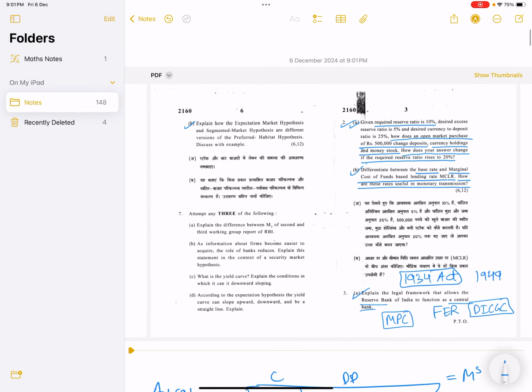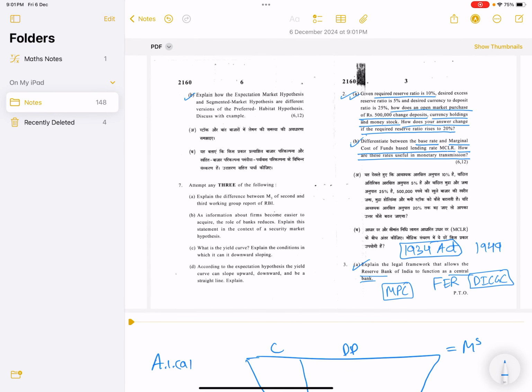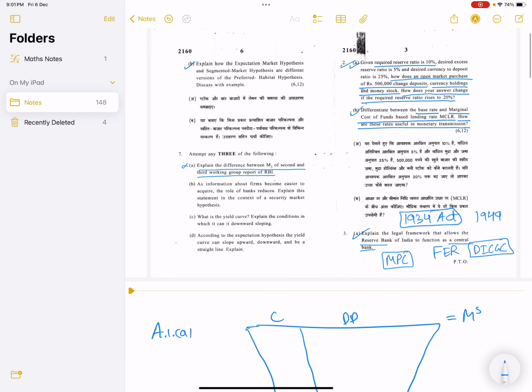Now coming to 6th P, we are done. 7. Explain the differences between M3 of second and third working group of RBI. I don't expect you remembering this. So they have given 5 options in this case. So we can remove this as well, or you can just have an overview. You can search it on Google as well.